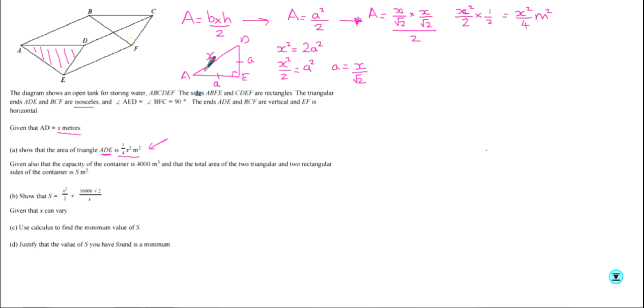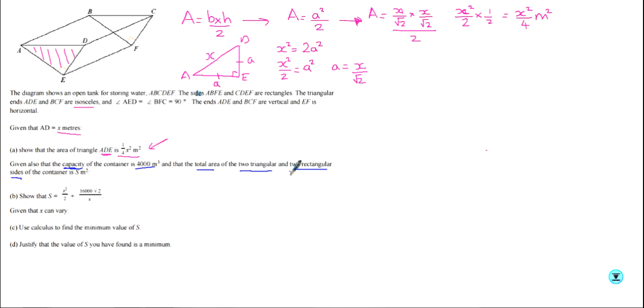Okay, so let's move on to part B. So we're told here that the capacity, now that's another word for volume. So the volume is 4,000 cubic meters, and the total area, okay, this is where it gets a little bit confusing. So we've got 2 triangular and 2 rectangular sides of the container. But first when you read this, you go, well, I can see 3 rectangular sides. So which are the 2 that they're talking about?